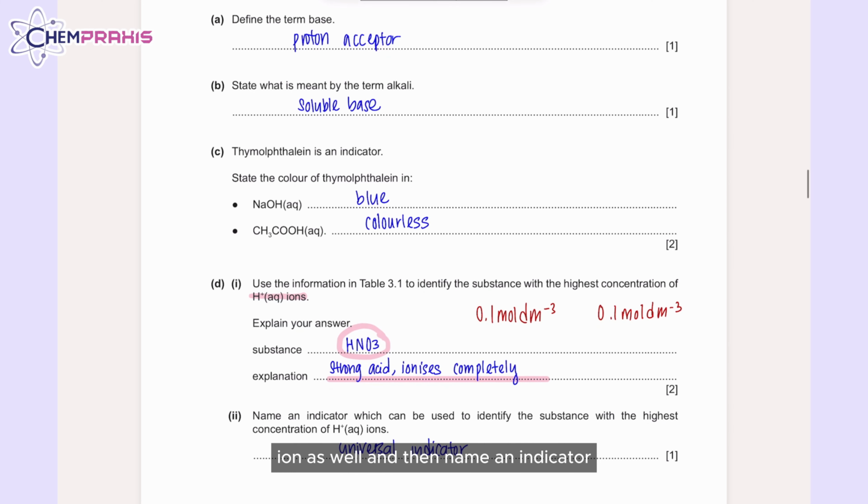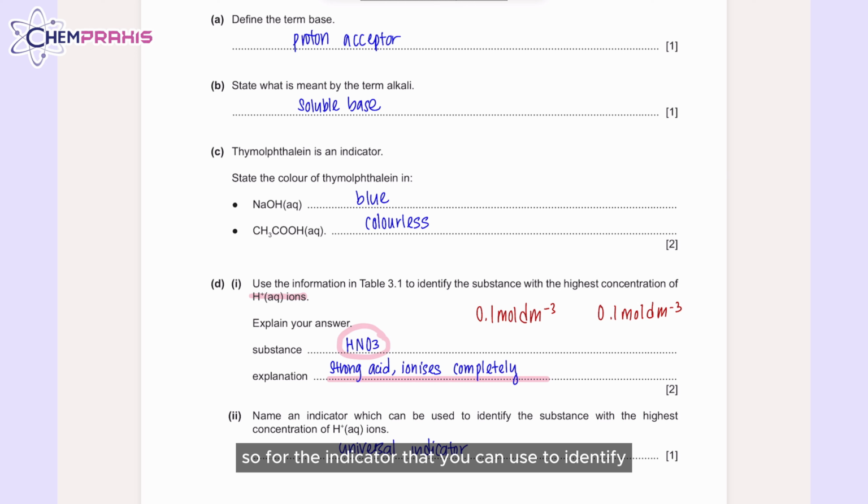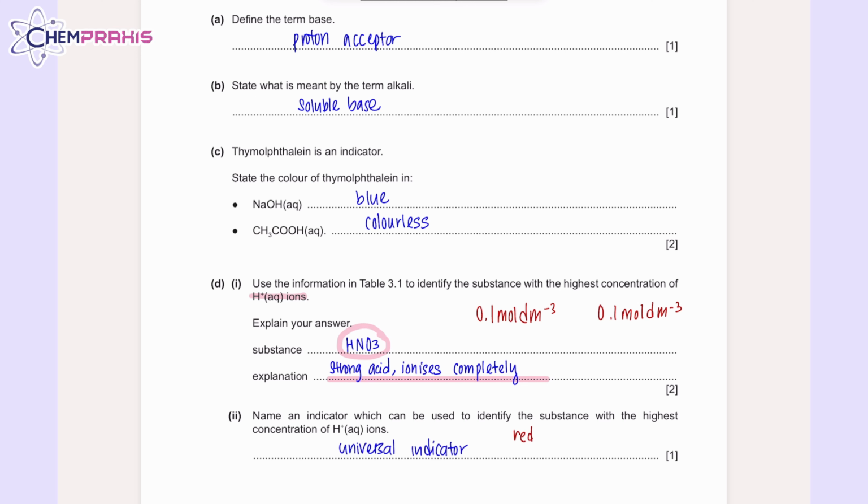And then name an indicator which can be used to identify the substance with the highest concentration of H+ ion. For the indicator that you can use to distinguish strong acid and weak acid, there is only universal indicator. Universal indicator will give you red color for strong acid, and orange or yellow color for weak acid.